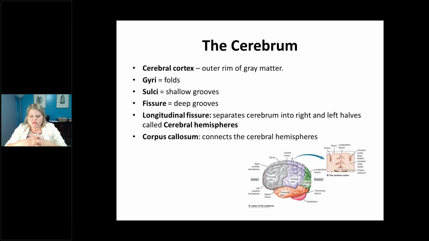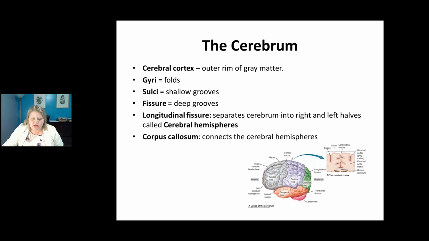So a couple definitions with the cerebrum. The cerebral cortex is the outer rim of gray matter. You can see in this picture zoomed in of the cerebral cortex the darkened gray area just outlining the very edge of the brain. You can see the gyri, which are just folds. Okay, so the brain is quite large. It needs to fold in on itself in order to fit into your skull. And those folds are just called gyri or gyrus. Gyri is plural.